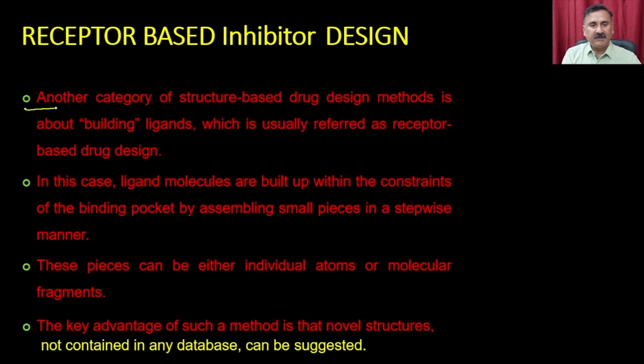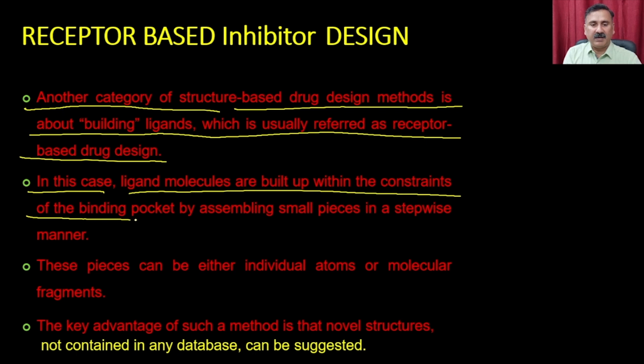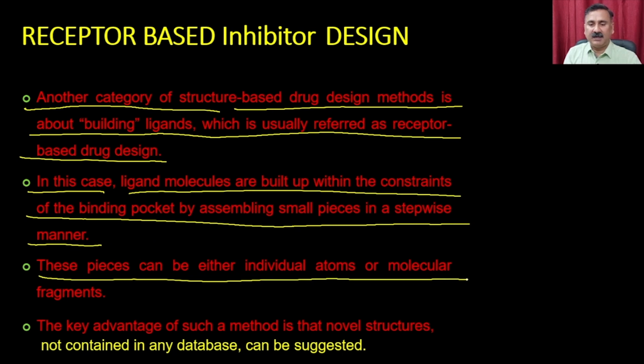So in receptor based inhibitor design, the structure based drug design method is about building ligands, which is usually referred to as receptor based drug design. In this case, the ligand molecules are built up within the constraint of the binding pocket by assembling small pieces in a stepwise manner. These pieces can be either individual atoms or molecular fragments. The key advantage of such a method is that novel structures not contained in any database can be suggested.